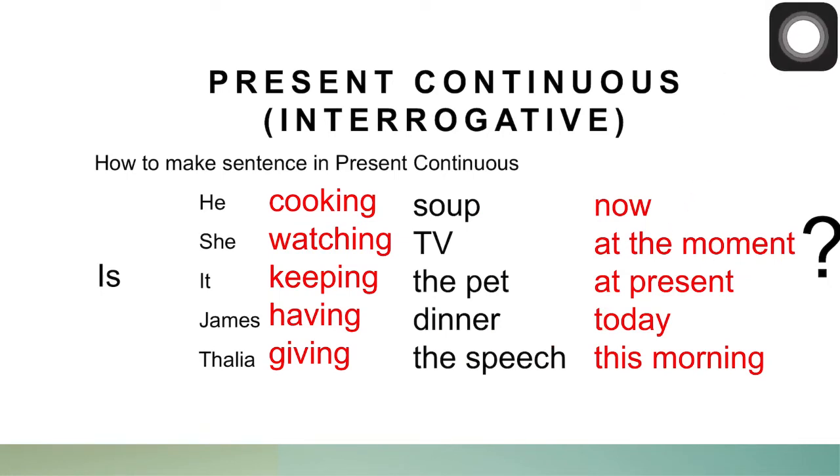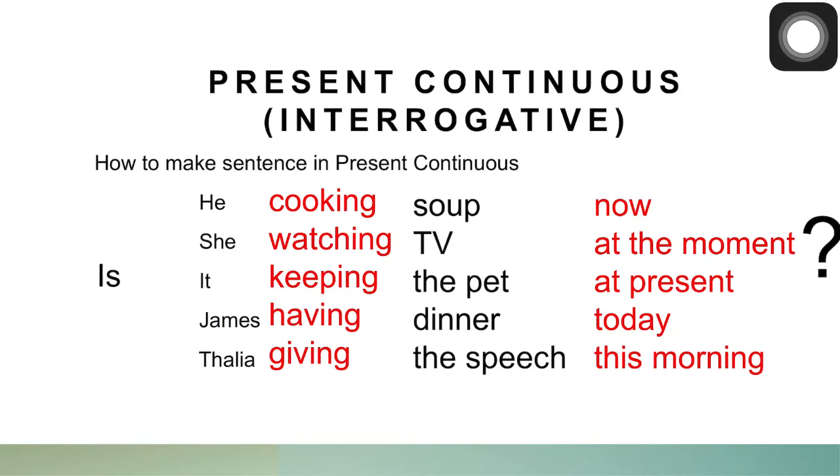For example, is he cooking soup now? Is she watching TV at the moment? Is it keeping the pet at present? Is James having dinner today? Is Talia giving the speech this morning? Okay, that's for the subjects he, she, it, James, and Talia.